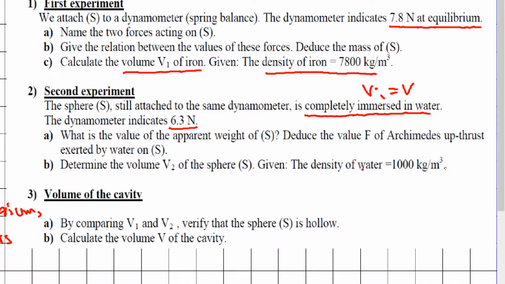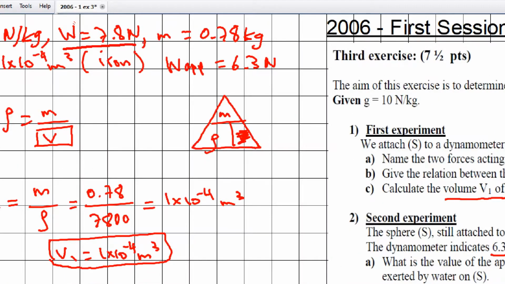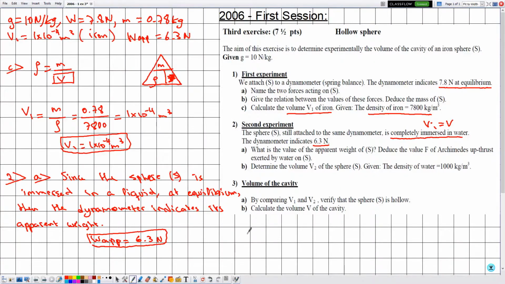Now in the same part they are telling me to deduce the value F of Archimedes upthrust exerted by water on S. By deduce it means that we need to use the previous part, and by the value it means the magnitude. Because we have the value of the real weight and the value of the apparent weight, the value of F can be determined from the difference of the indication of the two dynamometers, which is given by the real weight, noted W, minus the apparent weight. The real weight is 7.8, the apparent weight 6.3.